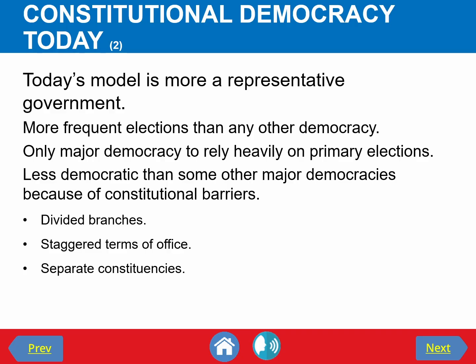Today's model of American government is more a representative government than a pure democracy. This is because we have more frequent elections than any other democracy. We're the only major democracy in the world to rely heavily on primary elections rather than general elections. We're also less democratic than some other major democracies because of the constitutional barriers and constraints that have been built into our system. These include divided branches, staggered terms of office, and separate and distinct constituencies.